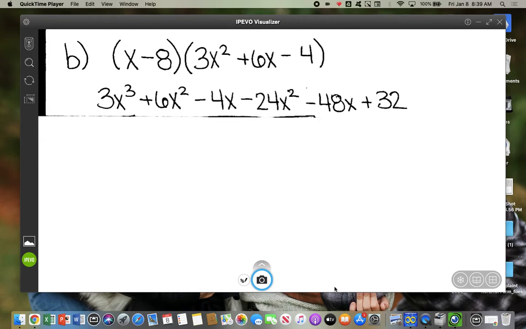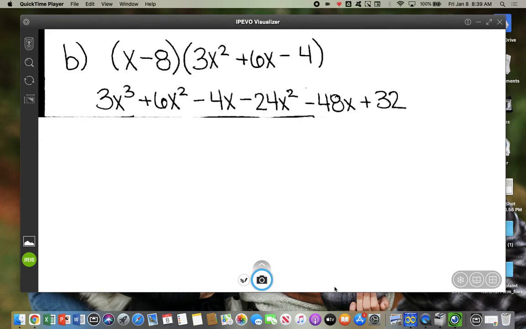All right, so even if you're not finished, that's okay. I want you to take a look at my first line. I want you to check your distributive property with mine. So when I distributed the x, I got 3x cubed plus 6x squared minus 4x.